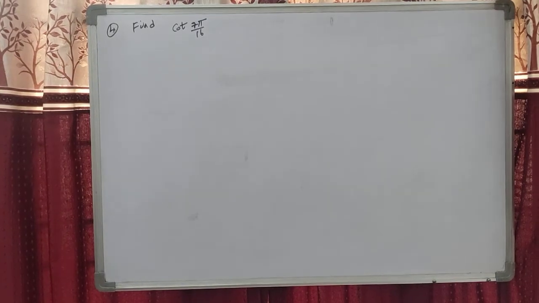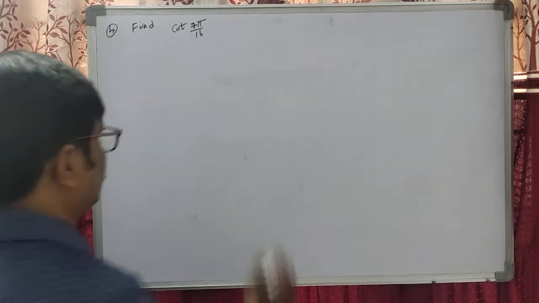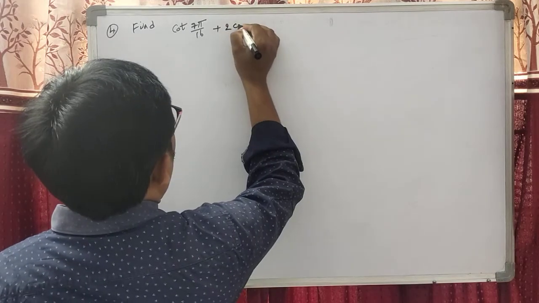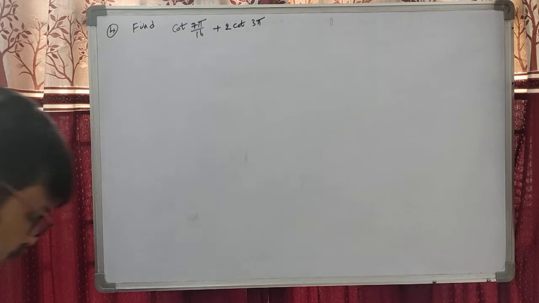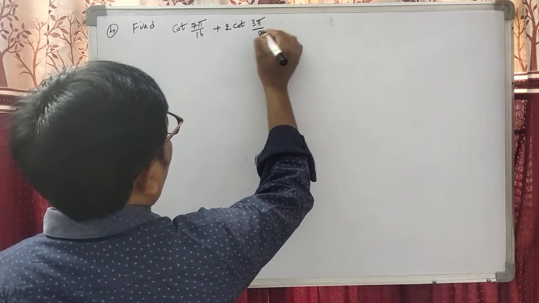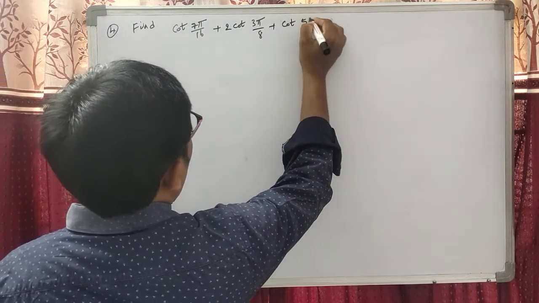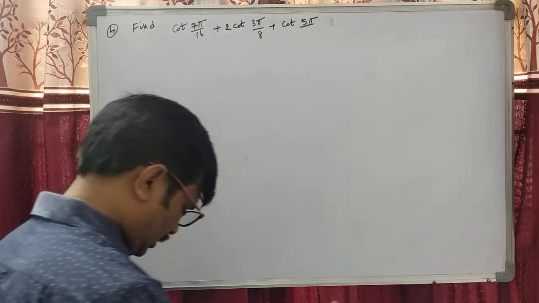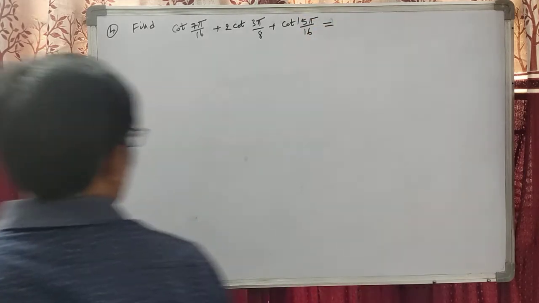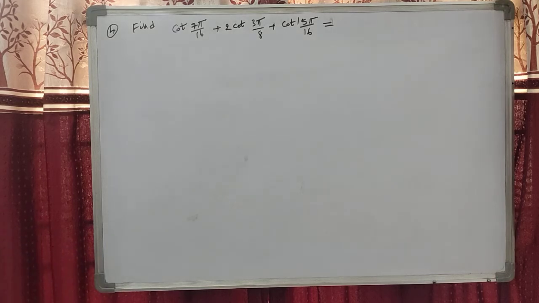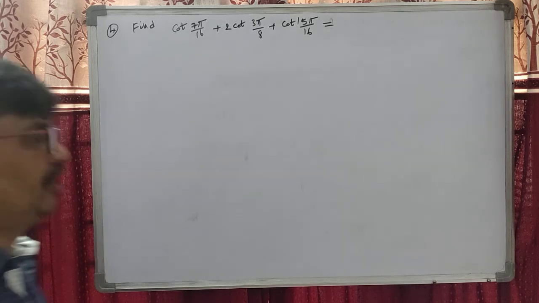My dear students, find the value of cot of 7 pi by 16, plus 2 cot of 3 pi by 8, plus cot of 15 pi by 16. Okay students, cot 7 pi by 16, 2 cot 3 pi by 8, then cot of 15 pi by 16.